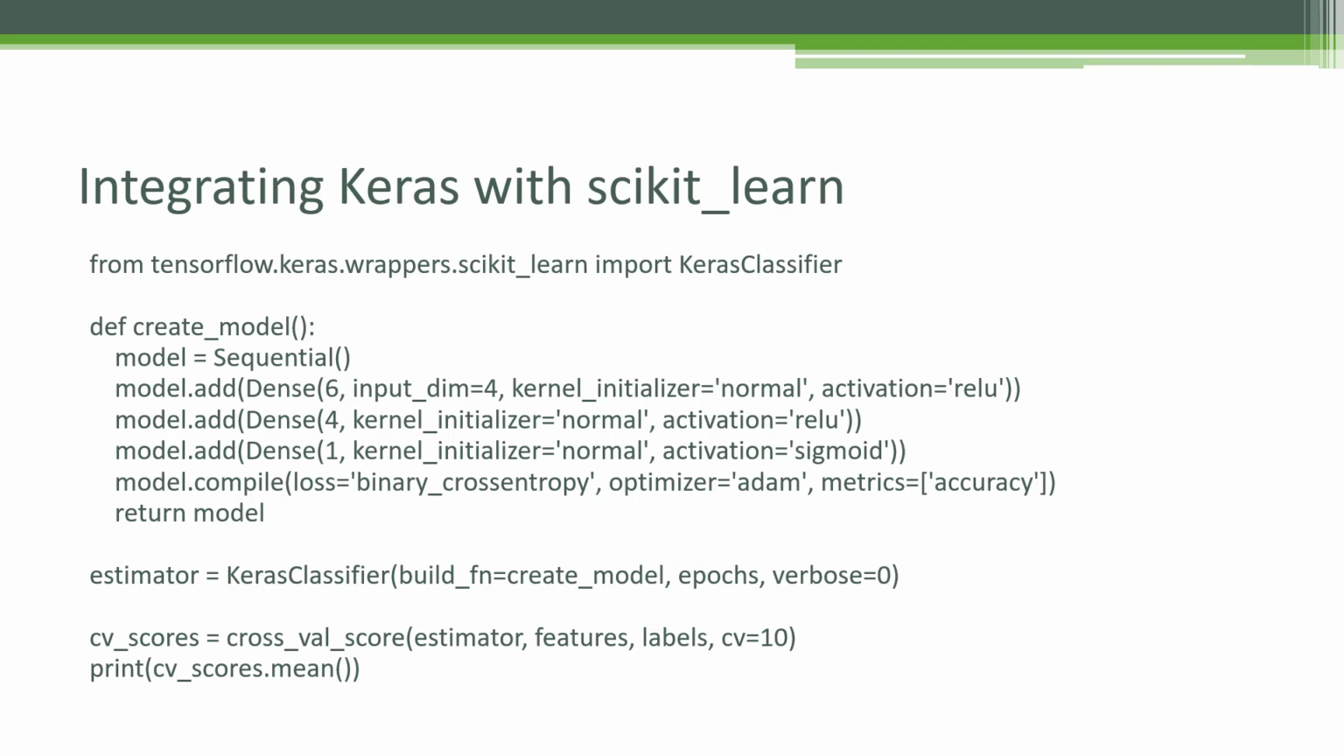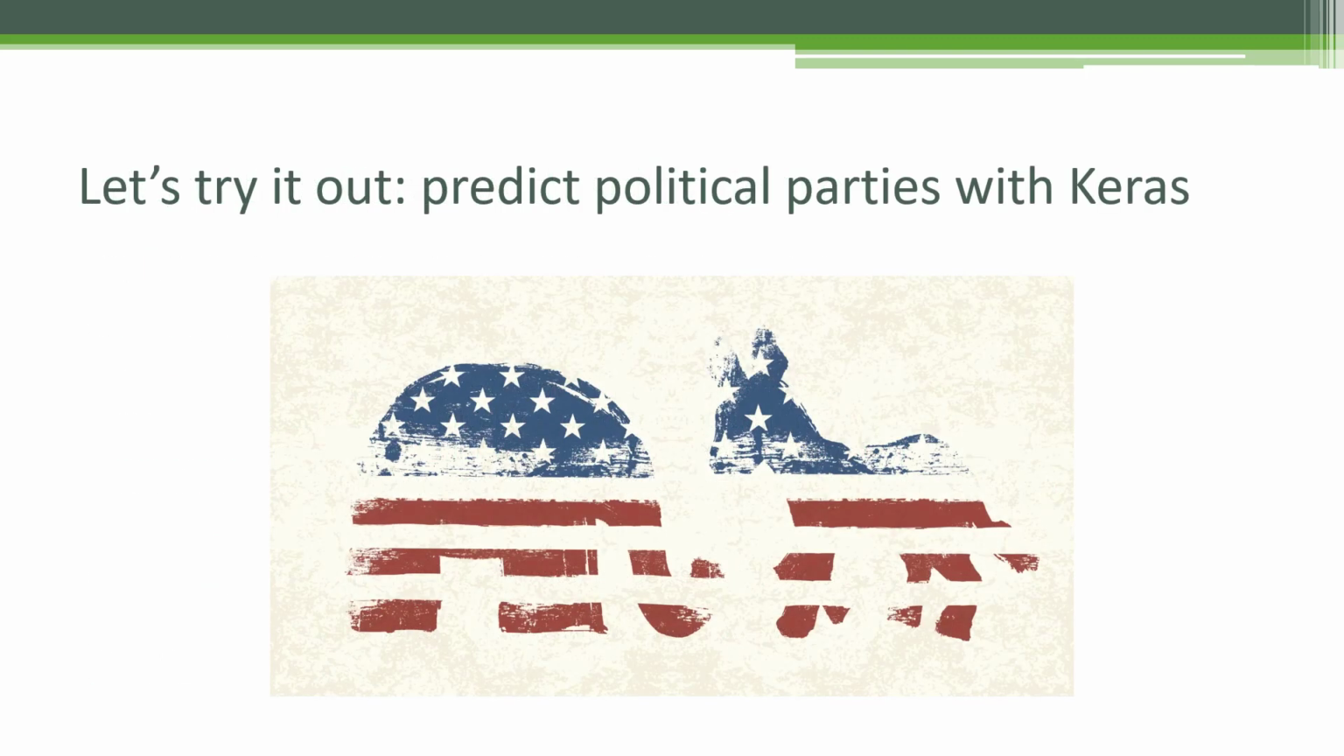So with those snippets under our belt, let's try out a more interesting example. Let's finally move beyond the MNIST sample. What we're going to do is try to predict the political parties of congressmen just based on their votes in Congress using the Keras library. So let's try this out.